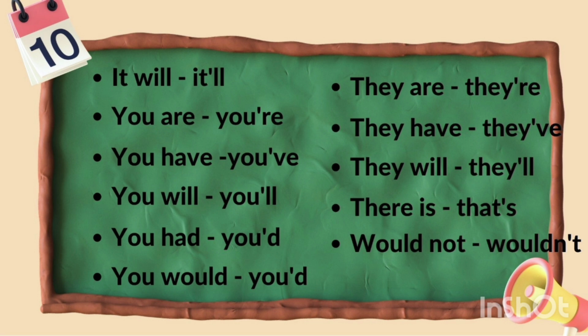There is, there's, and for would not we can say would, n, and then there is an apostrophe and then a t at the end, so we can also call it wouldn't. So these are some of the contraction examples that I have presented here. There are a lot more examples of contractions. So basically what are contractions?